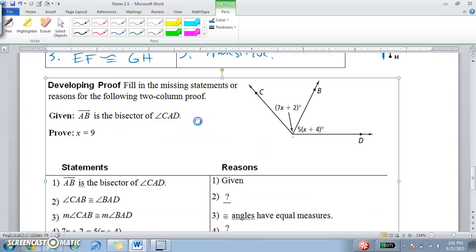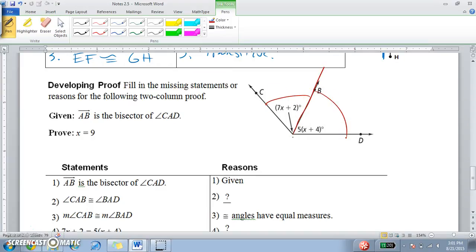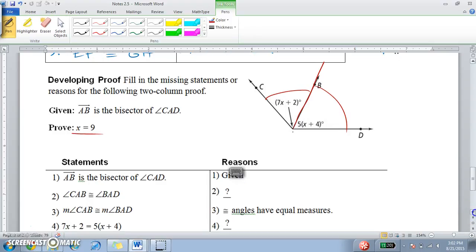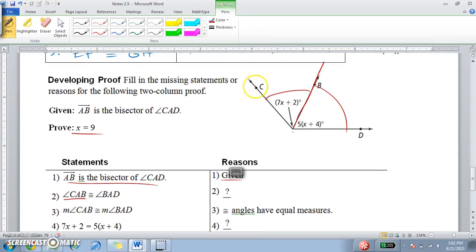So we are given that AB is the bisector of angle CAD. So we're given that this is a bisector, which means these two angles must be congruent to each other. We know that. And we're trying to prove x equals 9. So based on everything that we know, we've got to write a proof. So we are given this, given that AB is the bisector. Therefore, since AB is the bisector, angle CAB, if we look at our diagram, CA, this is A right here, CAB must be congruent to angle BAD, because a bisector cuts the angle in half, creates two congruent pieces. So this is because we have an angle bisector. We've got two equal pieces.